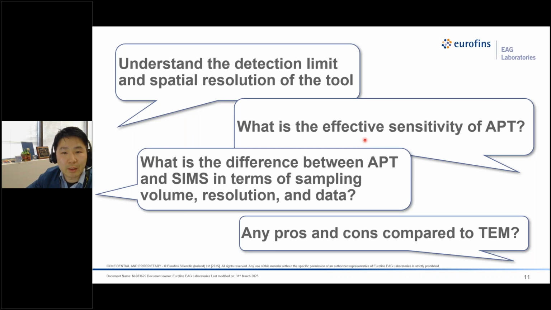So this will be an introduction, and we also received a lot of questions asking how the atom probe can be compared to other instruments like SIMS or TEM, or what kind of spatial resolution or detection efficiency atom probe has. Since, as Mike introduced earlier, APT, SIMS, and TEM have some similarities in the application space, let's compare them side by side.